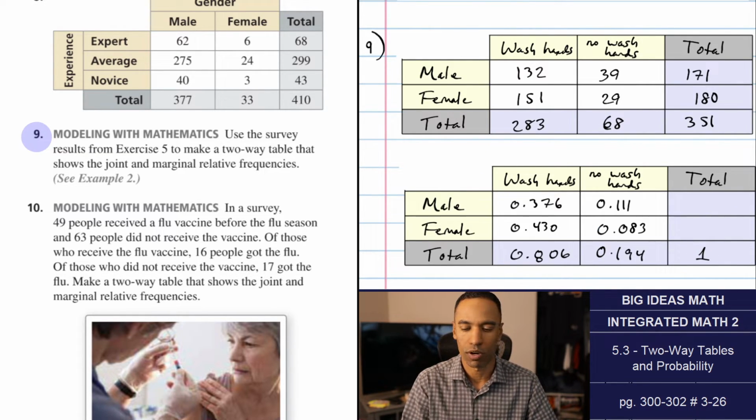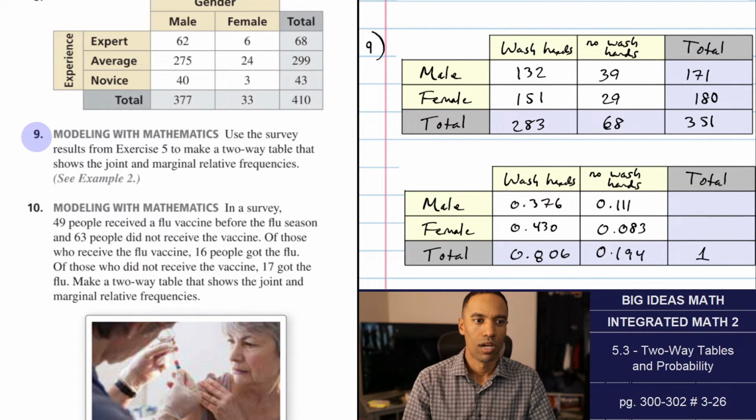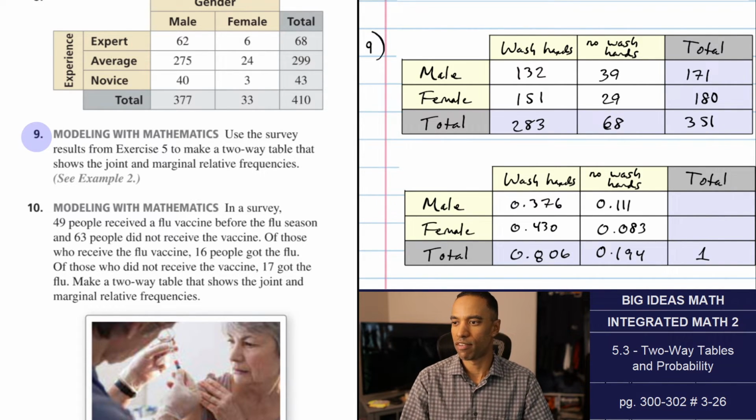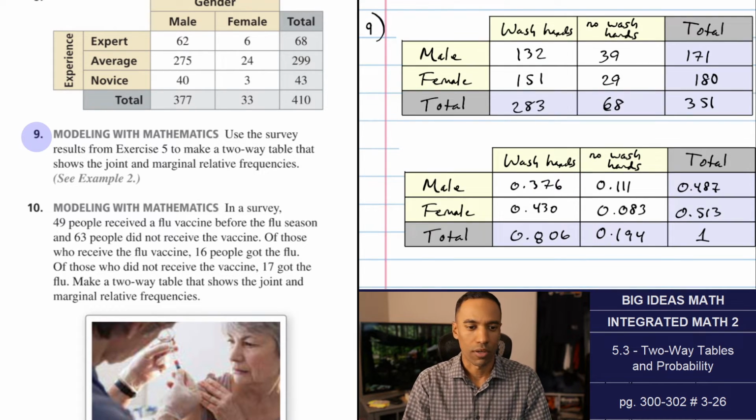So let's do 171 over 351 and 180 over 351. Also close to 50%. 48.7% for this one, so 0.487. And 0.513, 51.3%. There we go. There's number 9.